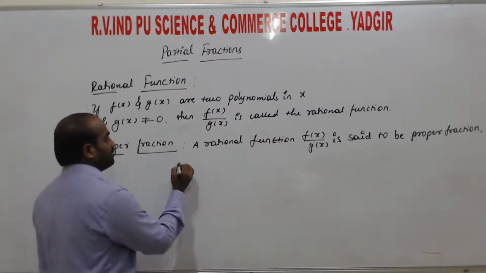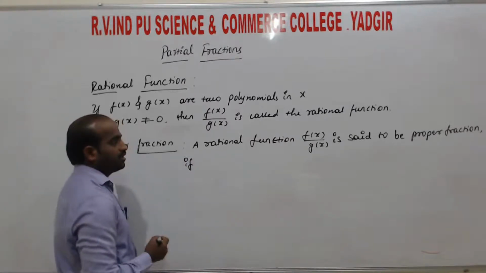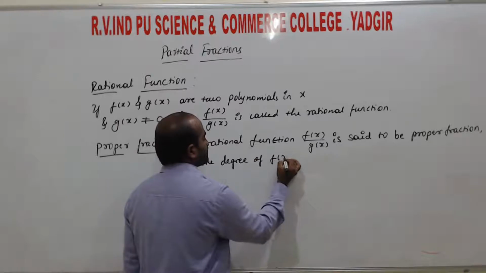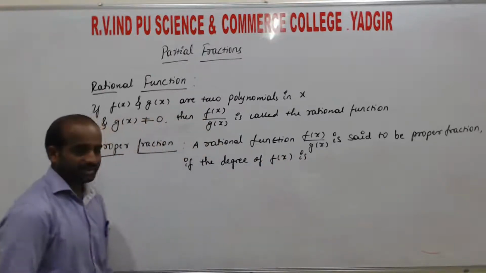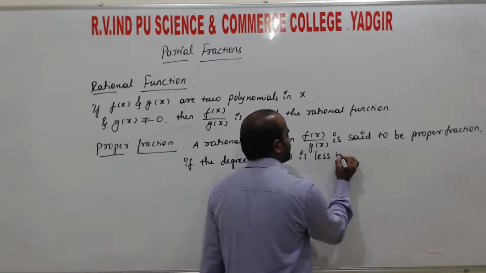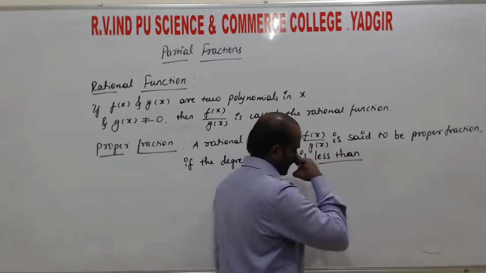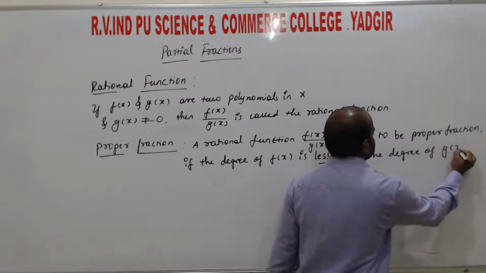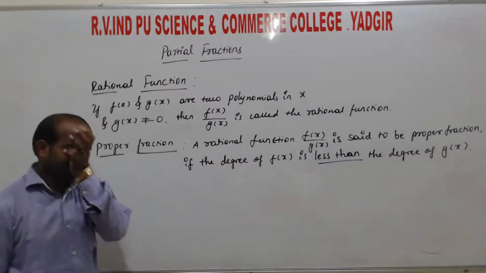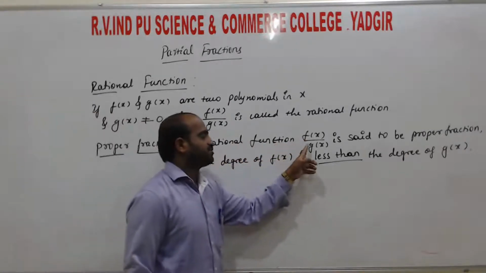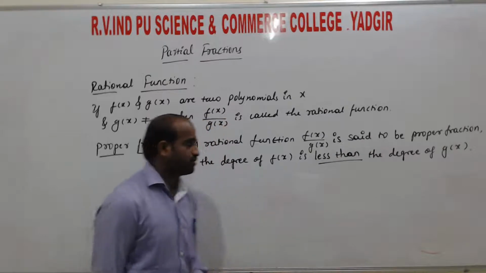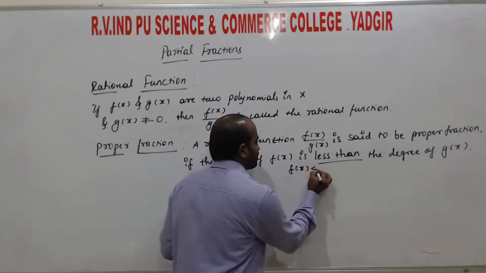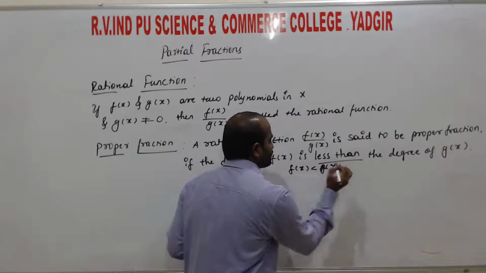A rational function f of x by g of x is said to be a proper fraction if the degree of f of x is less than the degree of g of x.